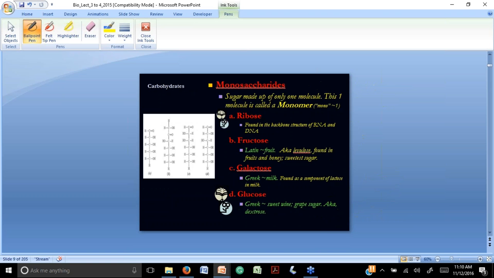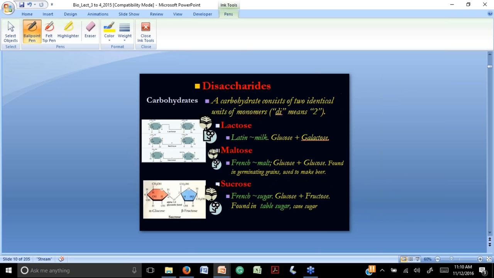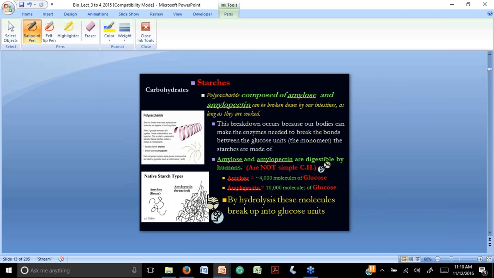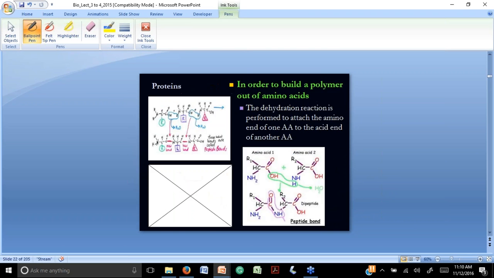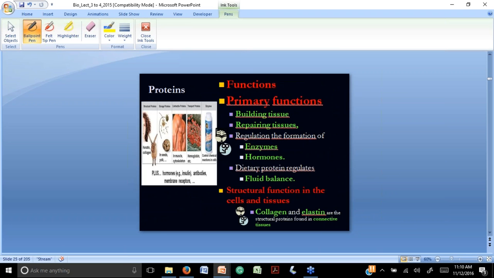Glycogen is carbohydrate. All right, so let's keep going. We have the monosaccharides, the oligosaccharides. Let's keep going. So, primary functions of the proteins. We talk about proteins a lot, right? And when we talk about proteins, the main thing I want you to remember, please, is everything is important.